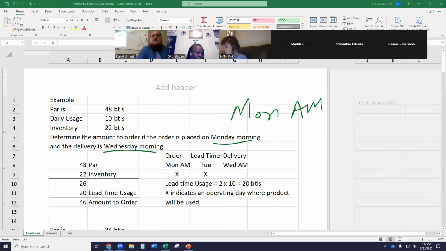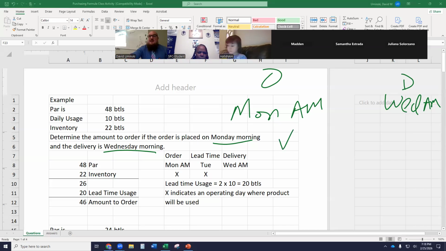And then Wednesday, AM means the delivery happens before we're open to the public. We get that product before we open for the day, so there's no usage on that particular day. So on Monday, if I order before I open, am I going to use product throughout Monday? Yes. So I'm going to do a check mark.